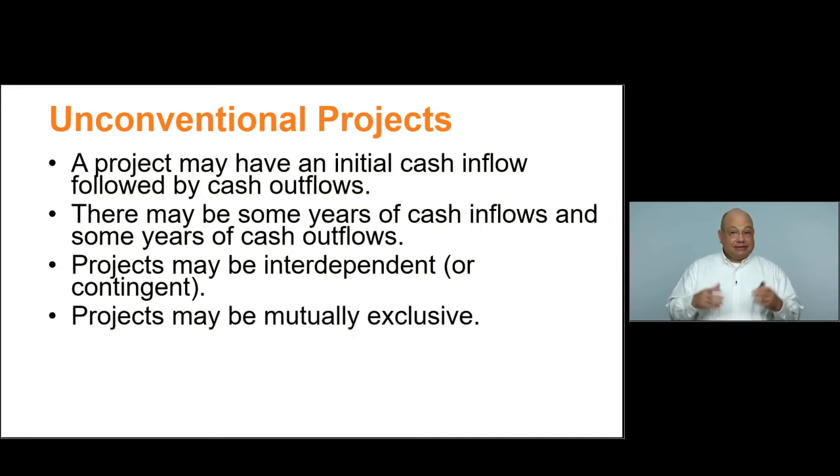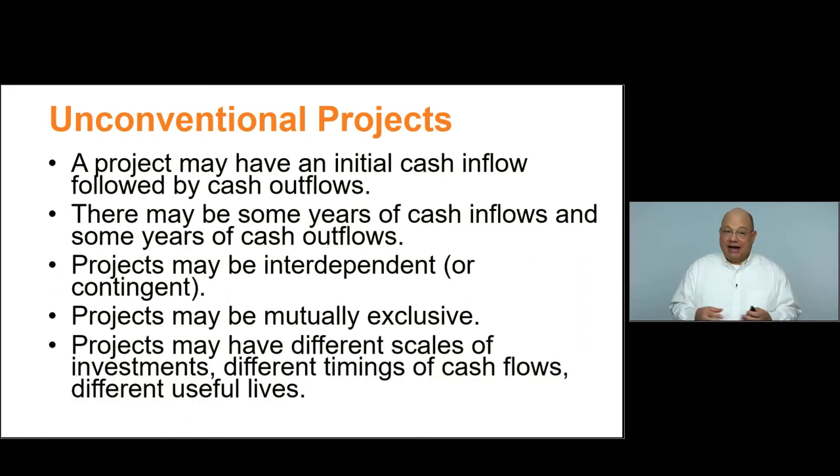We may have projects that are mutually exclusive. For example, we have one piece of land, and we could build an office building, we could build an apartment building, or we could build a store. But it's one piece of land, we can either build an office building or an apartment or a store. We can't build all three of them. And we may have projects that have different scales of investments, just different amounts of investments, different timing of the cash flows. We had the example where there's a lot of cash flows at the beginning or more towards the end of the project, different lengths of useful lives.